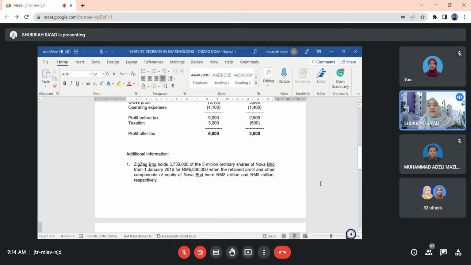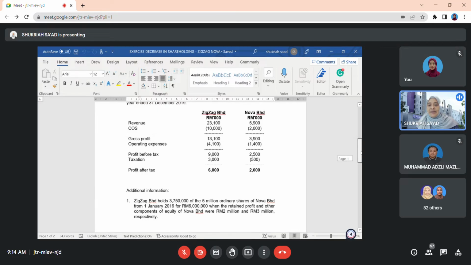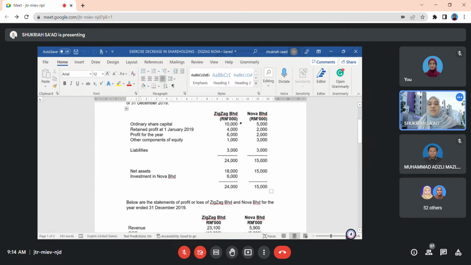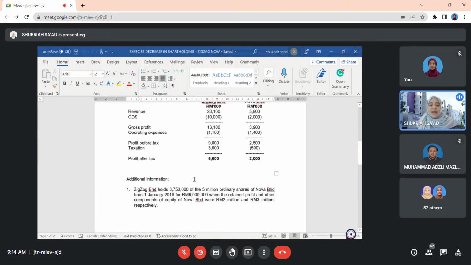Okay, additional information. Zigzag hold 3.750 million of the 5 million ordinary shares of Nova, from 1st January 2016. How many years class? Acquisition period? How many years?